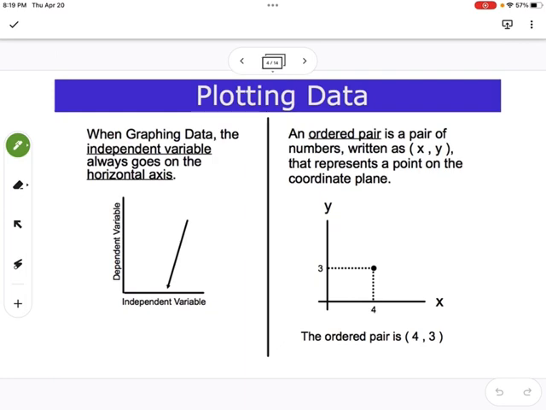Okay, plotting data. So when graphing data, the independent variable always goes on the horizontal axis. The horizontal axis is the x, and the dependent goes on the vertical axis, which is the y-axis. An ordered pair is a pair of numbers written as (x, y) that represents a point on the coordinate plane. Okay, so when you're plotting a point, the x is always first, the y is second.